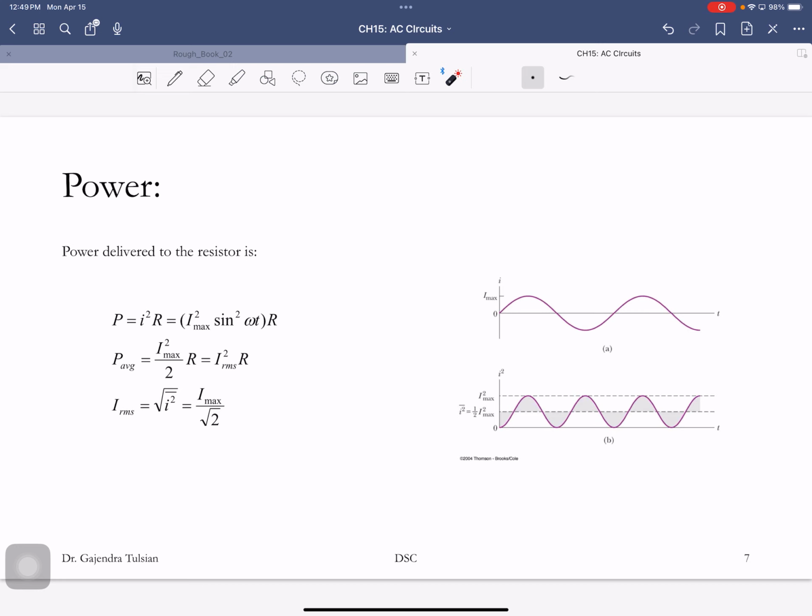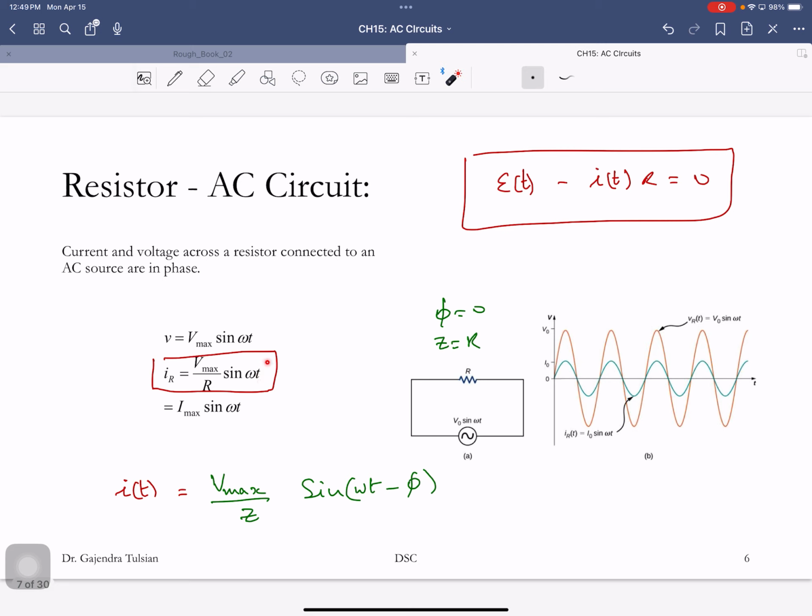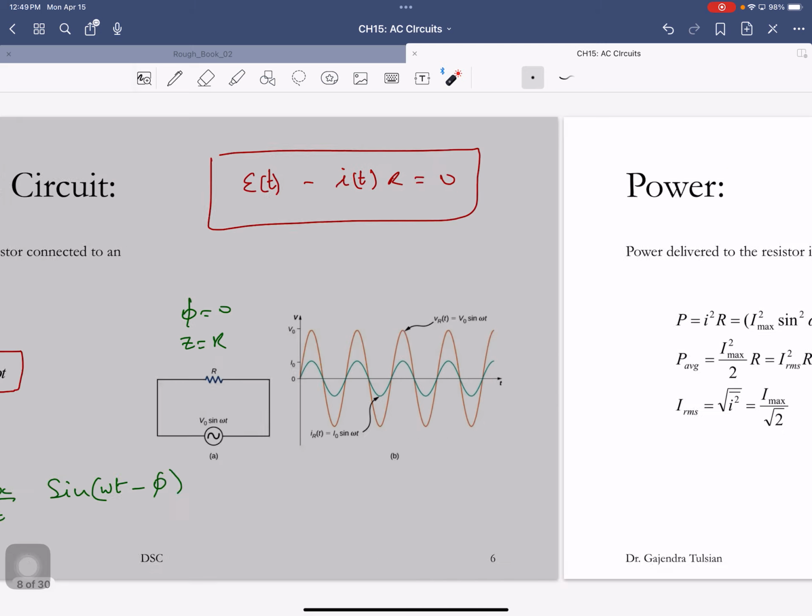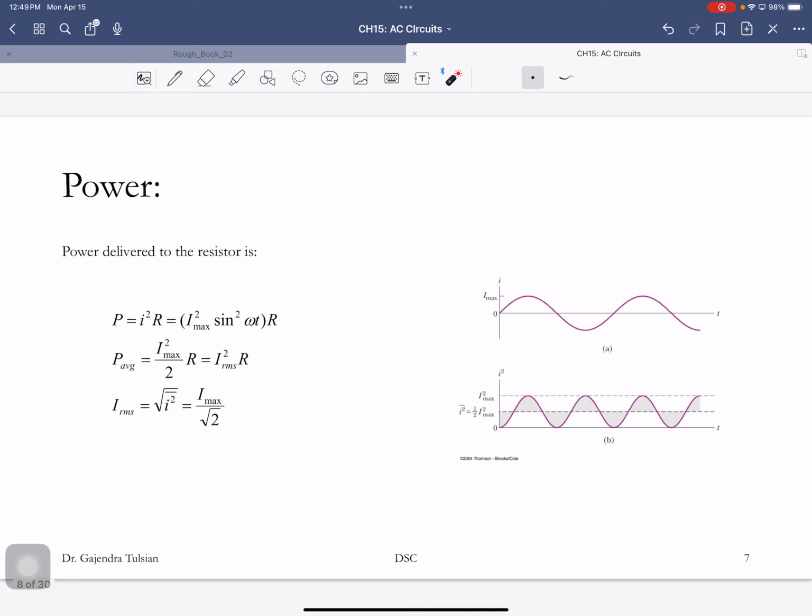All right, so here's the current. The current is sinusoidal. The instantaneous power being transferred to the load is I squared R. I is that, so it's time dependent, and here's I squared.